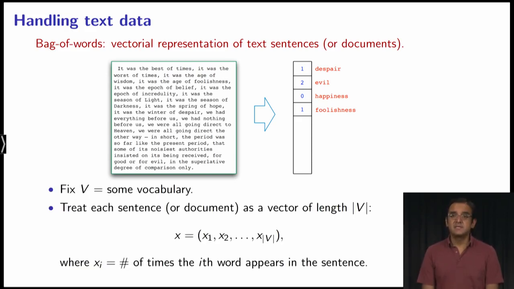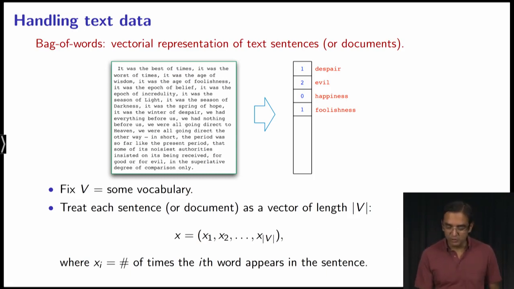You start by fixing some vocabulary. For instance, all the words in the documents, or maybe the 5,000 most common words. Or in some other way, you choose a list of words. For concreteness, let's say that we choose the 5,000 most common words. Then each document is represented as a 5,000 dimensional vector, with one entry for each of the words in the vocabulary. And that entry is literally how many times that word occurs in the document.